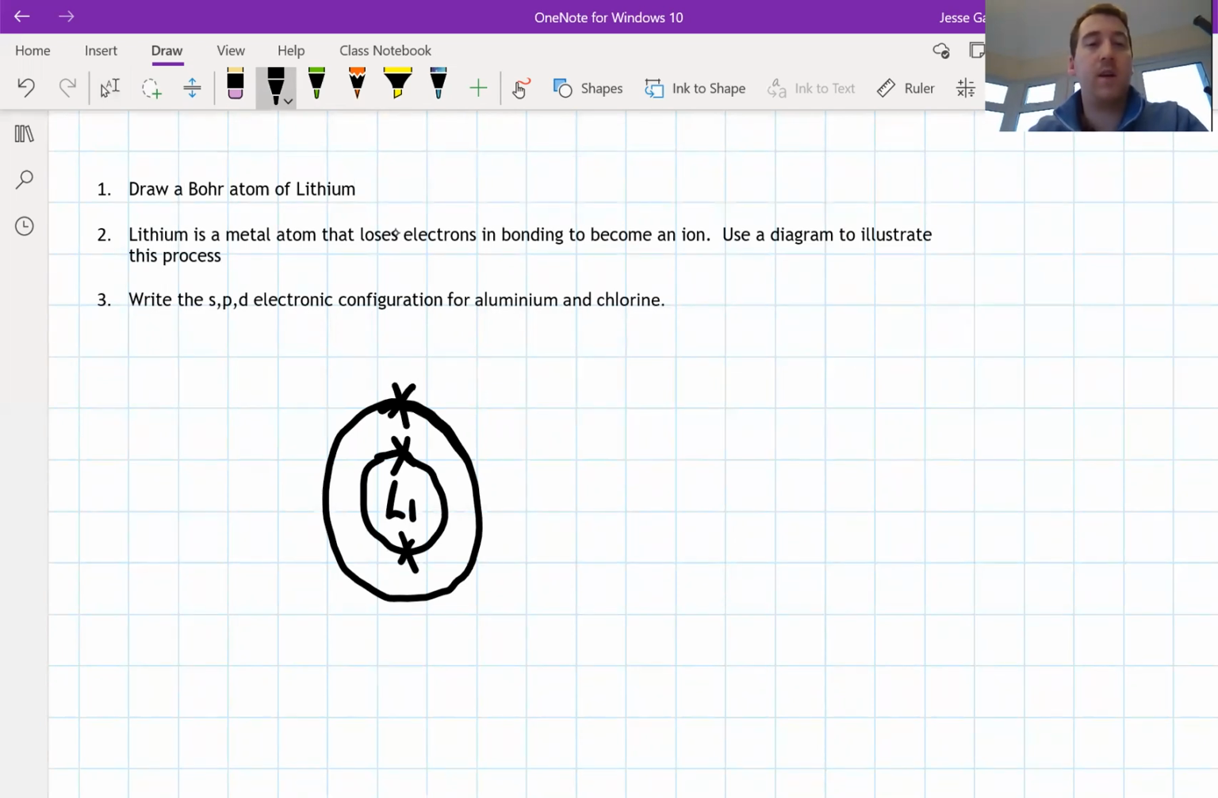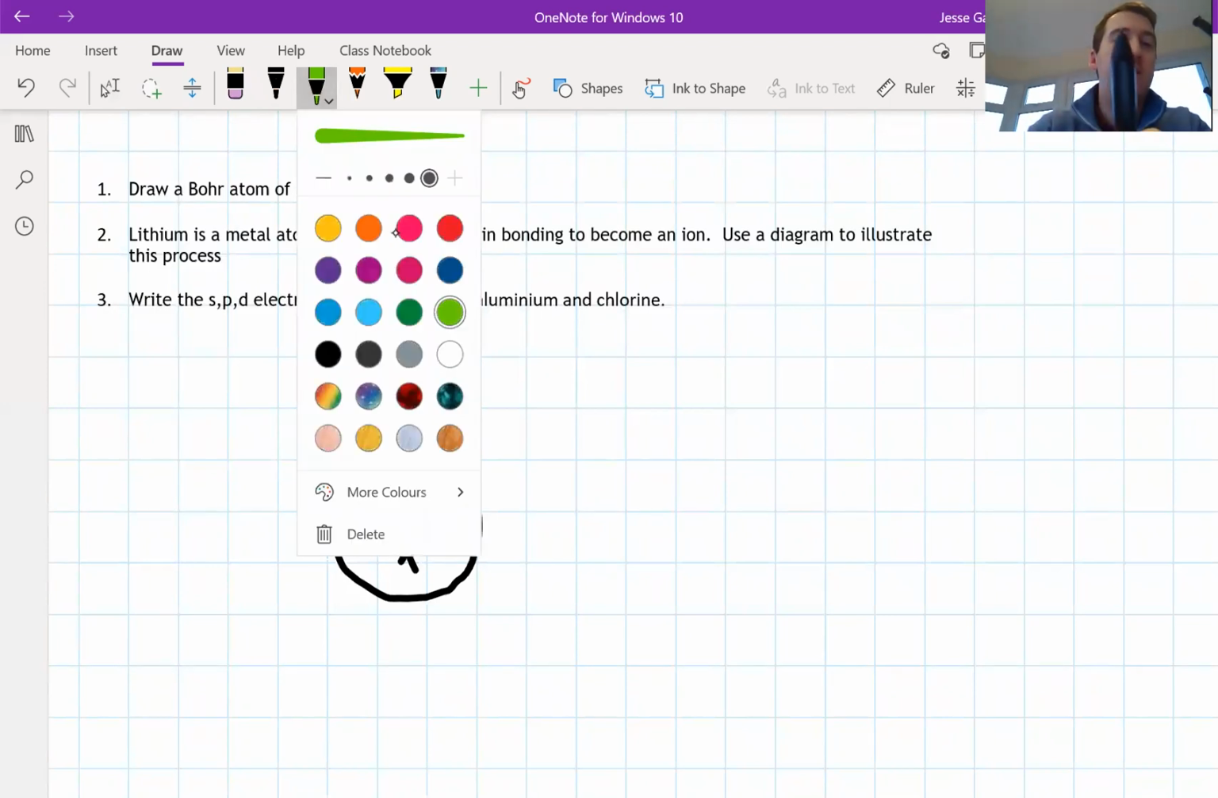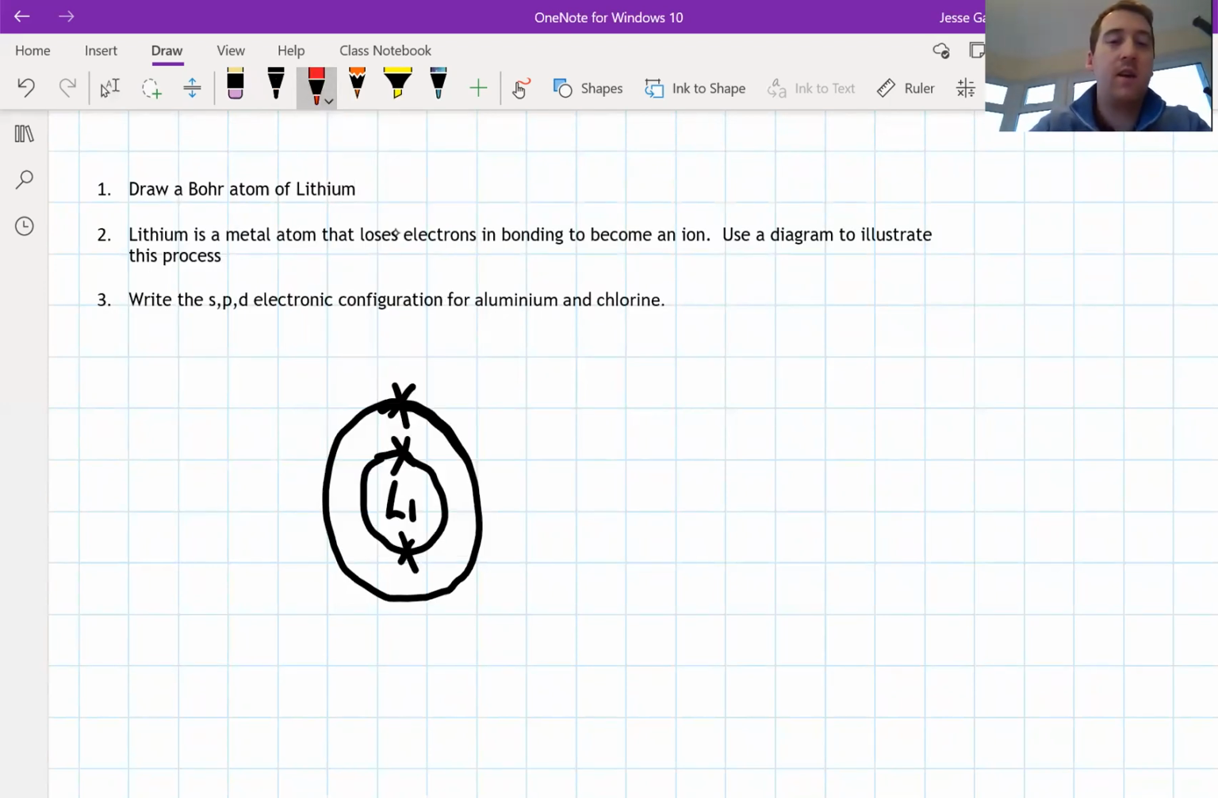Number 2 says lithium is a metal. It's a metal atom that loses electrons in bonding to become an ion. Use a diagram to illustrate this process. Well, what we've drawn here is a lithium atom, and when it undergoes bonding, it is going to lose that electron. Now, it doesn't just disappear. Electrons can't just vanish. They're going to go somewhere else.